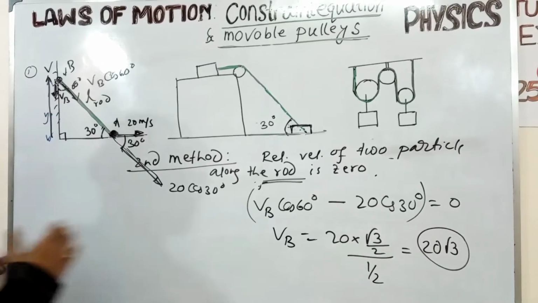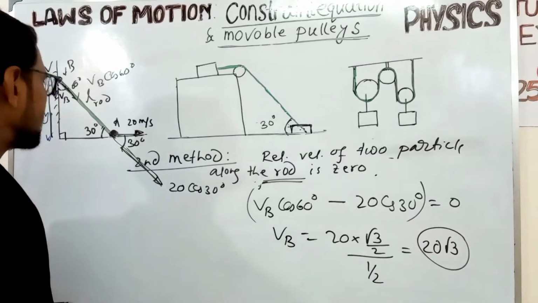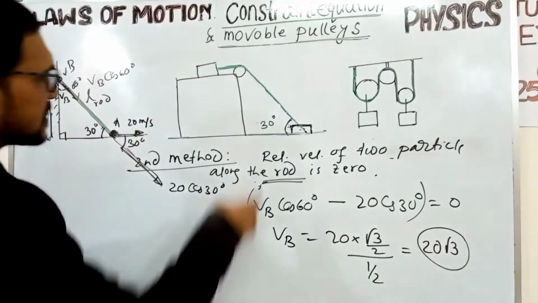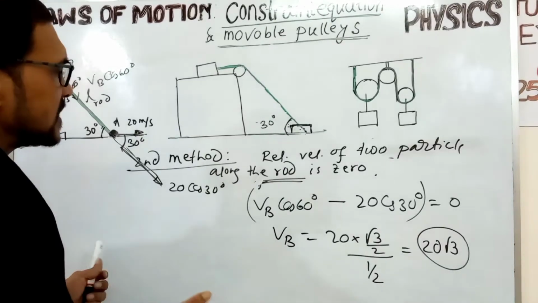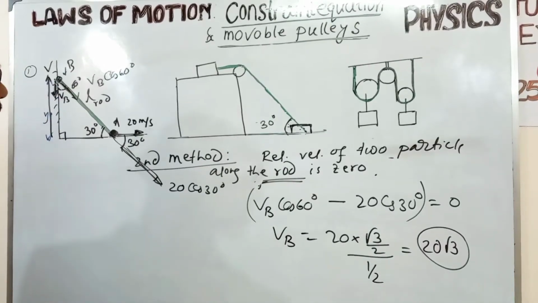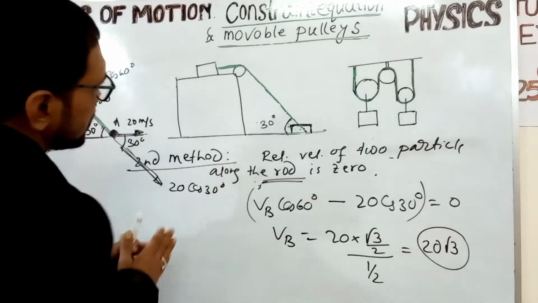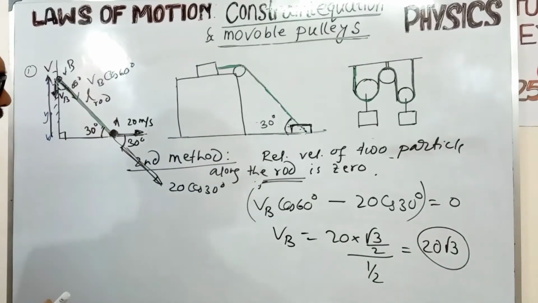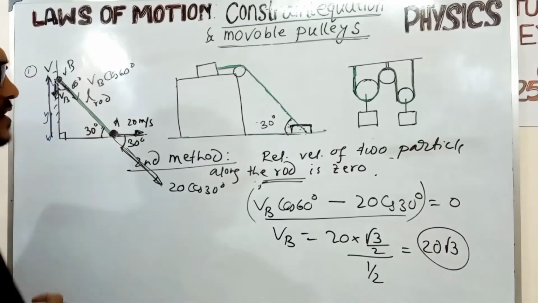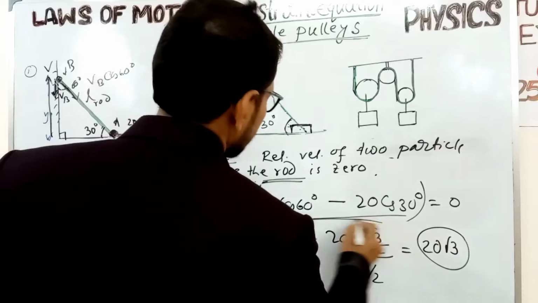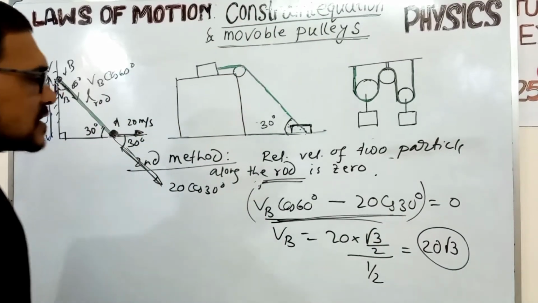If there were relative velocity present, then the length of the string would increase or decrease, or the string or rod would be broken. That's why the relative velocity between two particles along the rod or string is always 0.